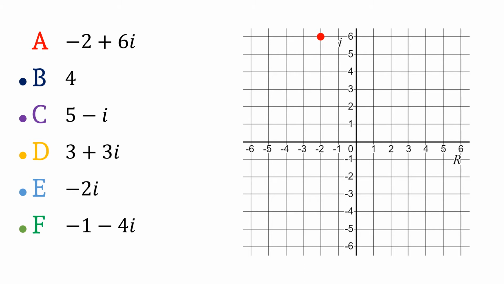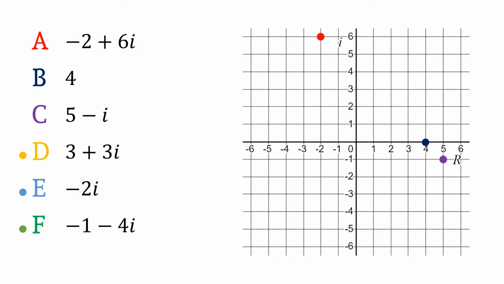So the next one is going to be 4, which is going to be our B, or navy blue, and that's just going to shuffle right over on the real axis 4 units to the right, and of course it didn't go up or down because it does not have an imaginary part. The third one is going to be C in purple, and that's 5 minus i, so it looks like it should shuffle 5 units to the right on the real axis and 1 unit down on the imaginary axis.